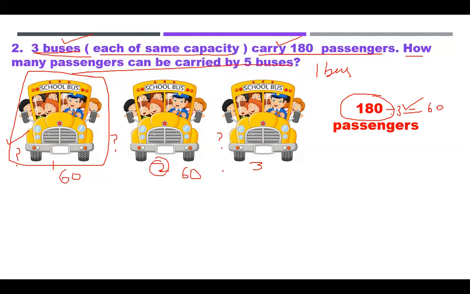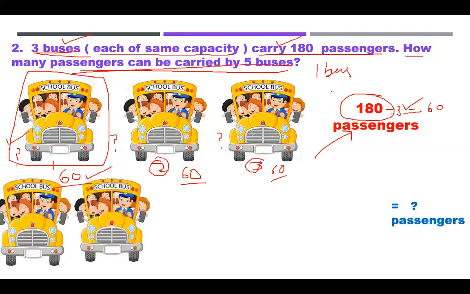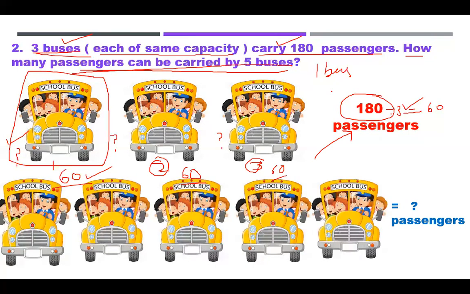In the second bus there are also 60 passengers. In the third bus there are also 60 passengers, and the total of 60 plus 60 plus 60 is 180 only. So it means that my answer is absolutely correct, that in one bus 60 passengers can sit. So now the question is how many passengers can be carried by 5 buses? For it, we need 5 buses, right? So here we have 5 buses.